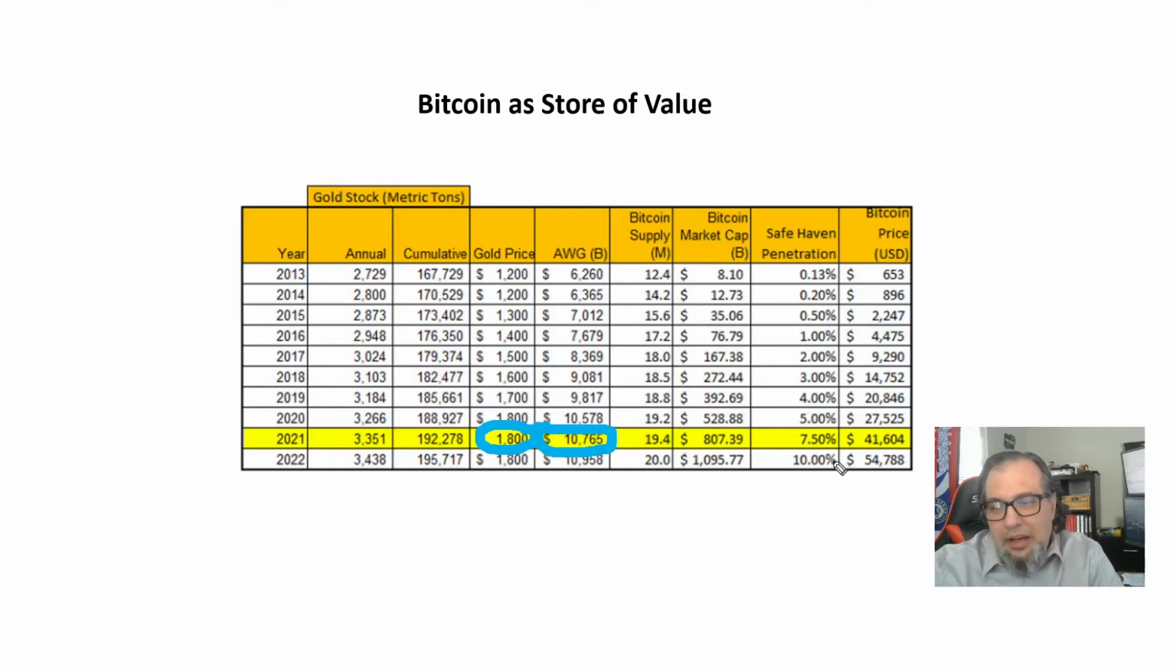And then I'm projecting as Bitcoin takes a bigger and bigger piece. So if you look at people's portfolios and they've allocated, let's say, 10% to gold, if they take only 7.5% of that gold allocation and put it in Bitcoin instead, that would give us a price of Bitcoin of about 41,000 in 2021. So the price is about 54,000 now, so I think Bitcoin is gaining on gold a little bit faster.